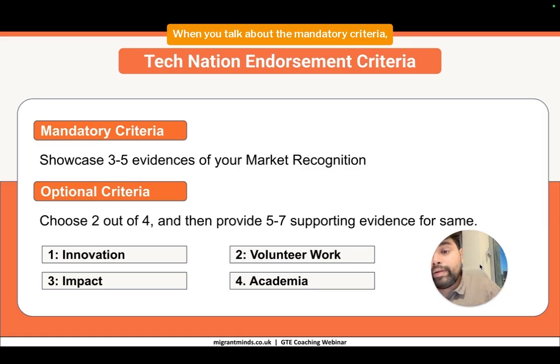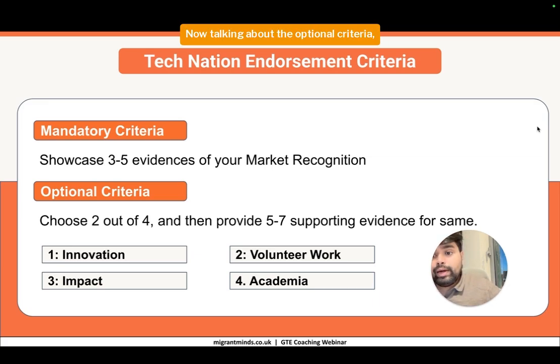When you talk about the mandatory criteria, by the name itself, it is unavoidable. That means you have to provide evidence under the mandatory criteria, and this evidence needs to be related to market recognition. Market recognition is external validation of your profile. So a credible authority from outside, within your space, is recognizing you for your work, and that is considered market recognition. And for that you need to provide 3 to 5 pieces of evidence under the mandatory criteria.